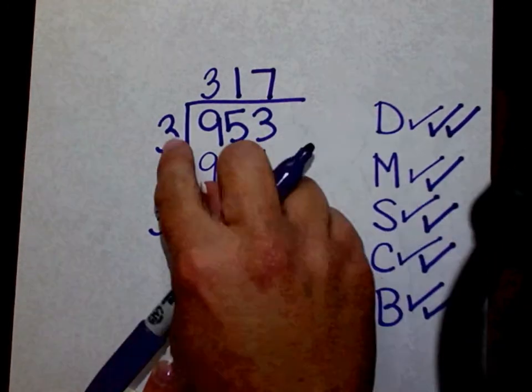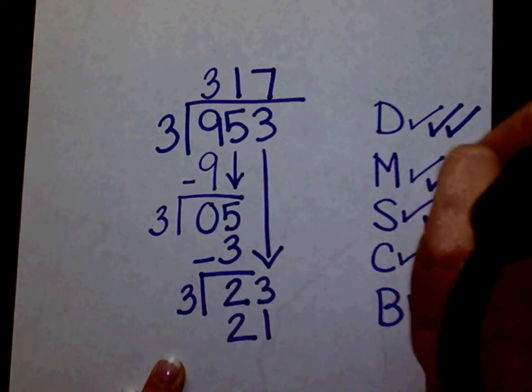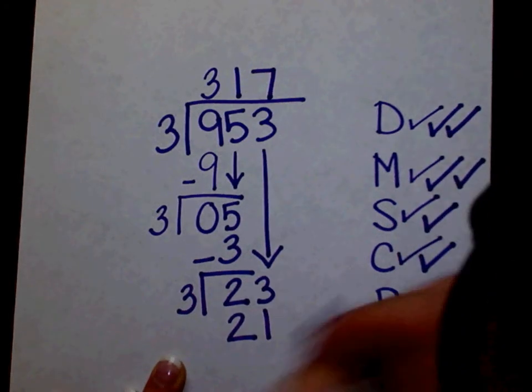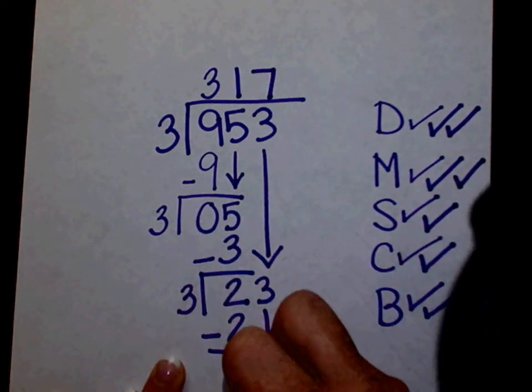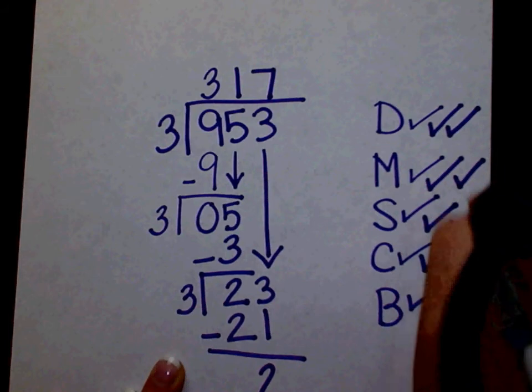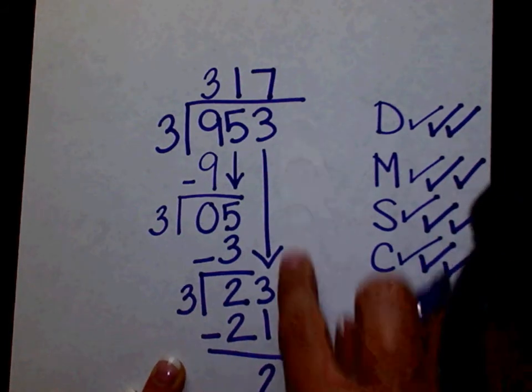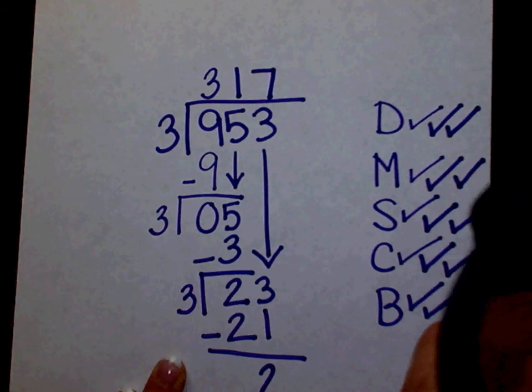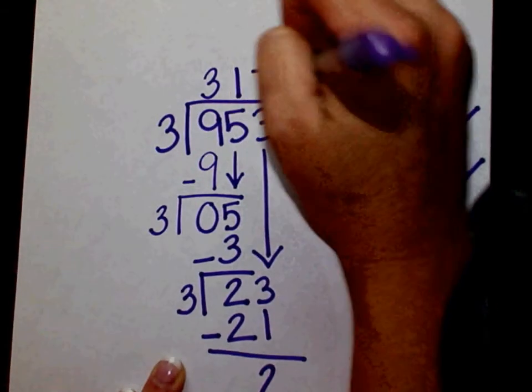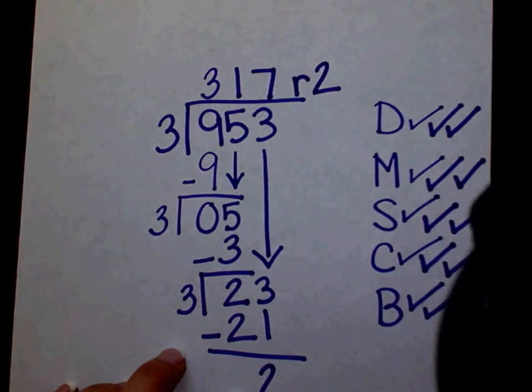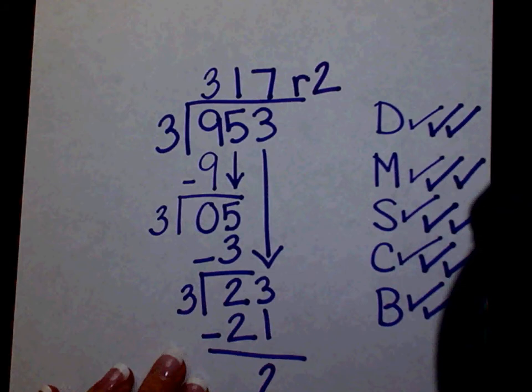Divide. 7 times 3 is 21. Multiply. Subtract. 23 minus 21 is 2. Check. Is 2 less than 3? Yes. Bring down. Do I have another digit to bring down? No, which means I am done. My answer is 317, remainder 2.